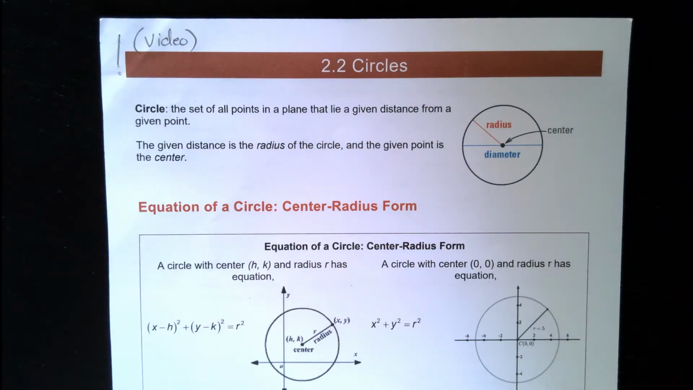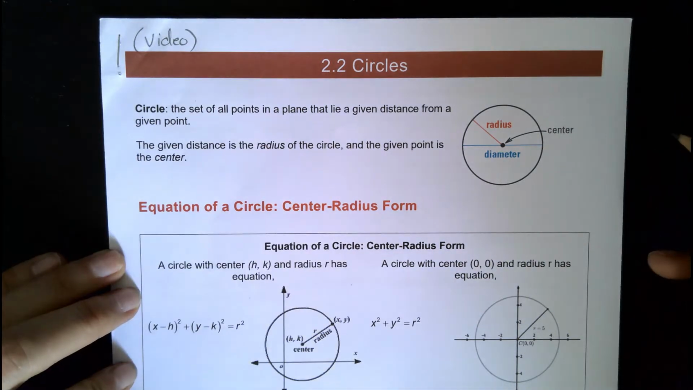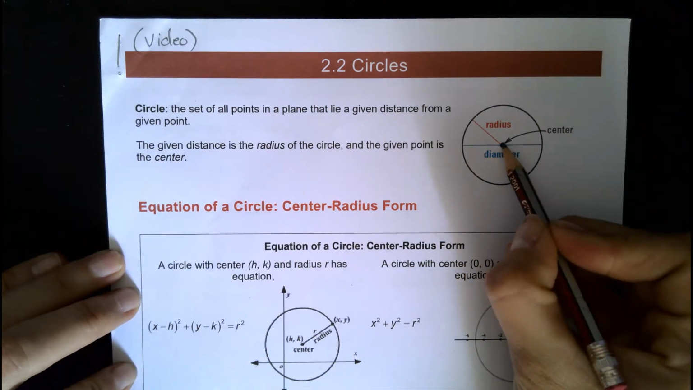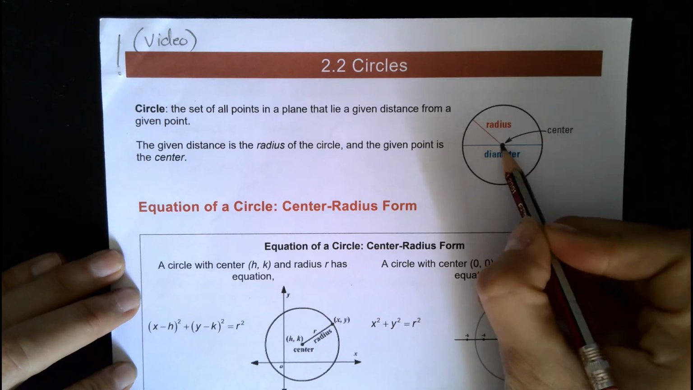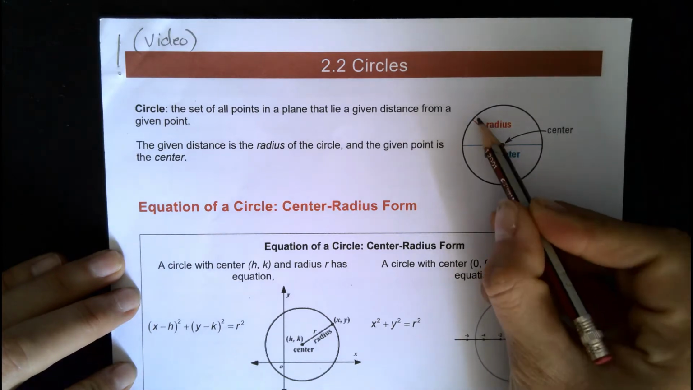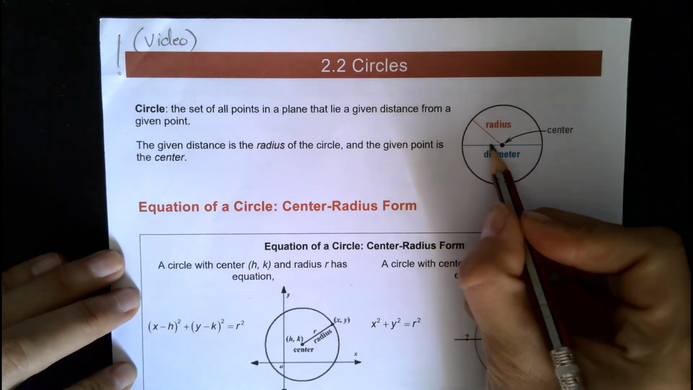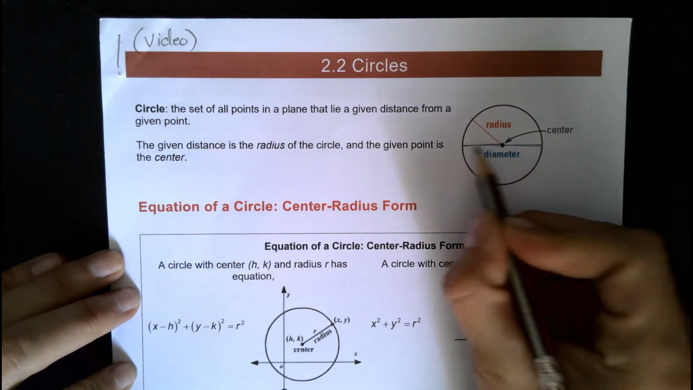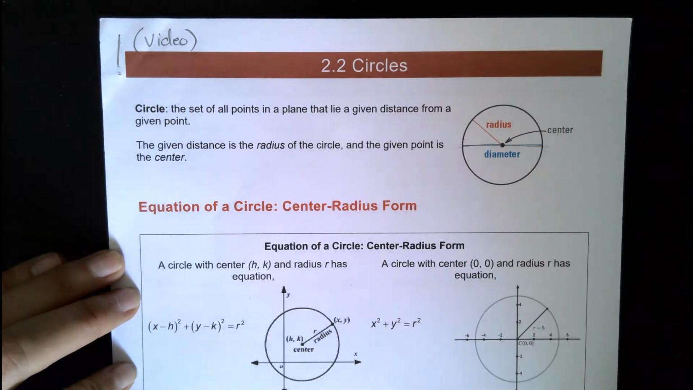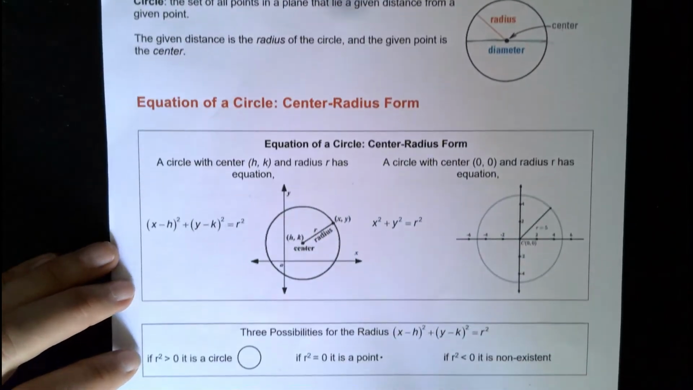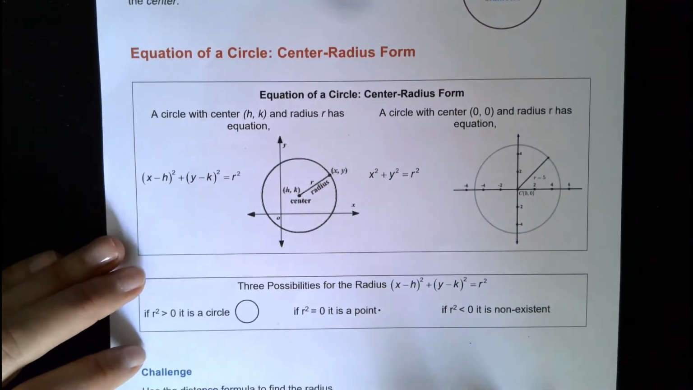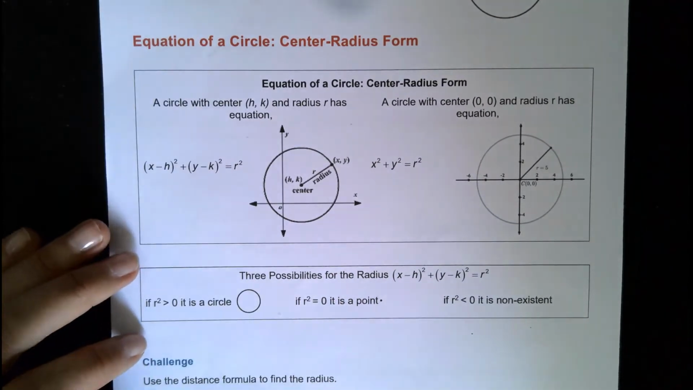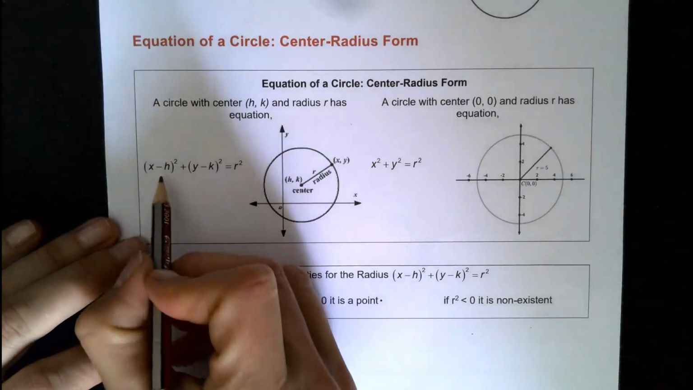Two circles. Some vocabulary you need: this is the center of the circle. The radius is from the center to the circle, and the diameter is all the way across, and it's always a radius plus a radius. So the diameter is 2 radiuses. Okay. The first formula we have for a circle, the equation of a circle, is this one here.